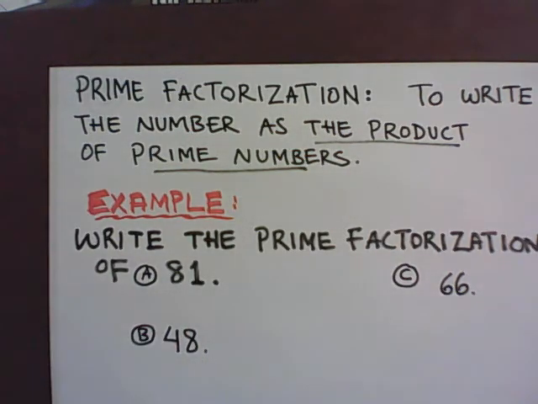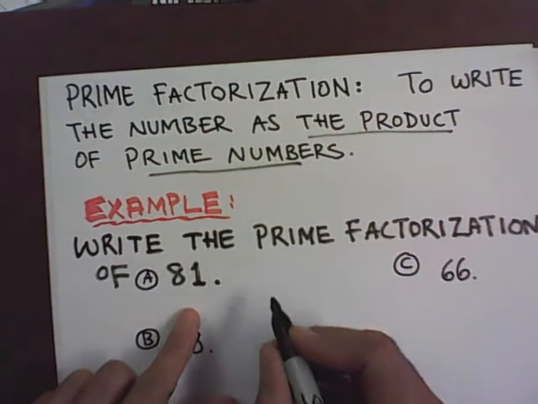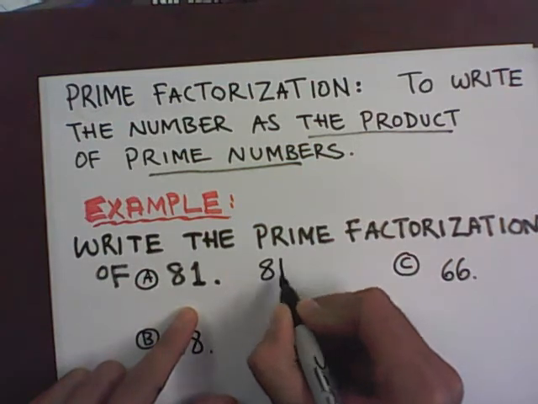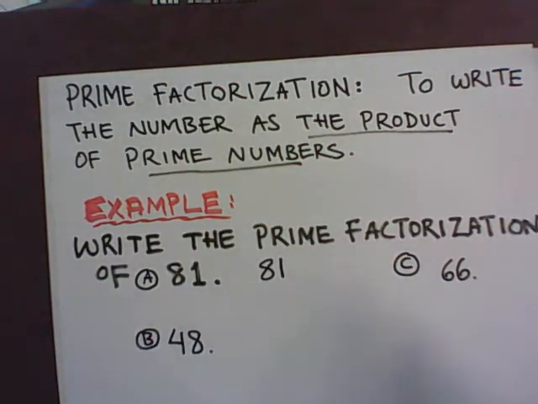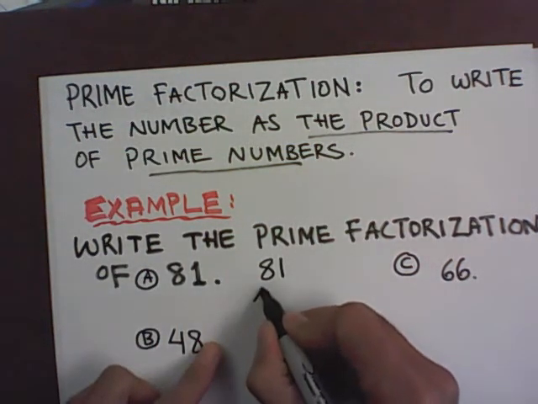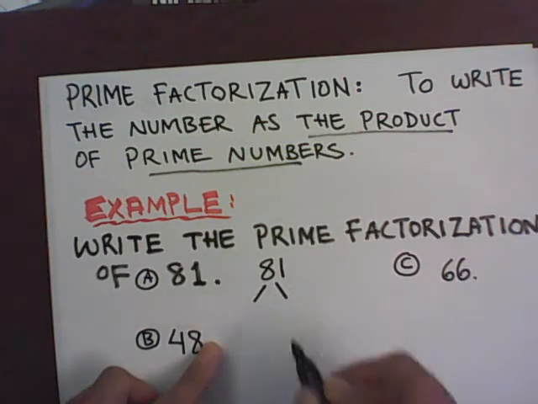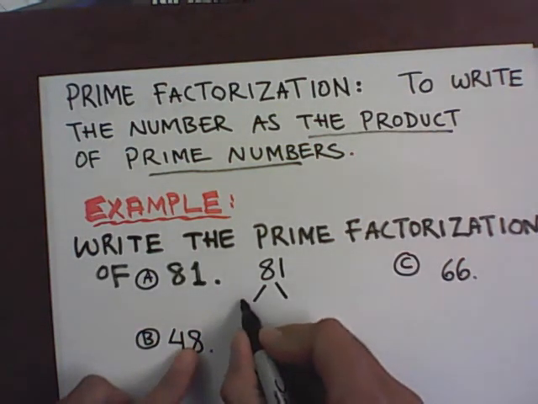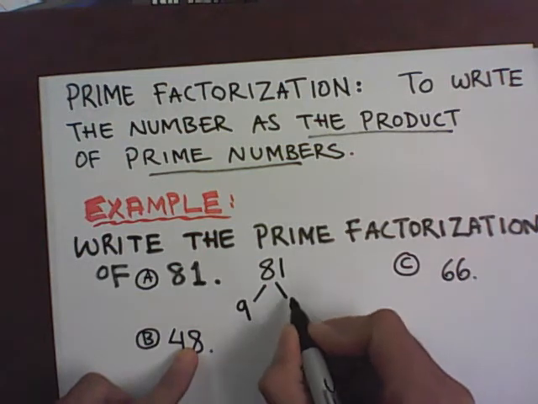So here's the first one, 81. They want us to write the prime factorization of 81, so we'll do this tree. With 81, you're thinking of what goes into 81, right? And the answer is really easy. What is that? 9, right? 9 goes into 81.